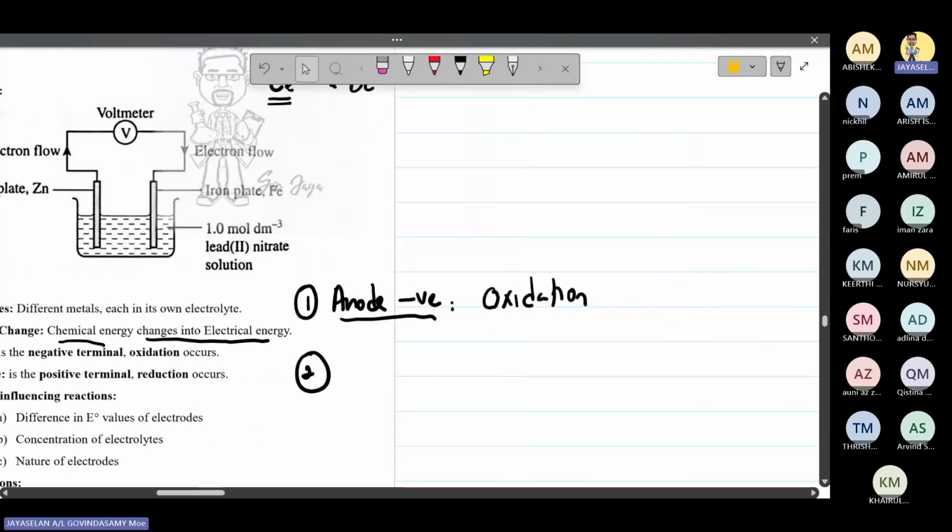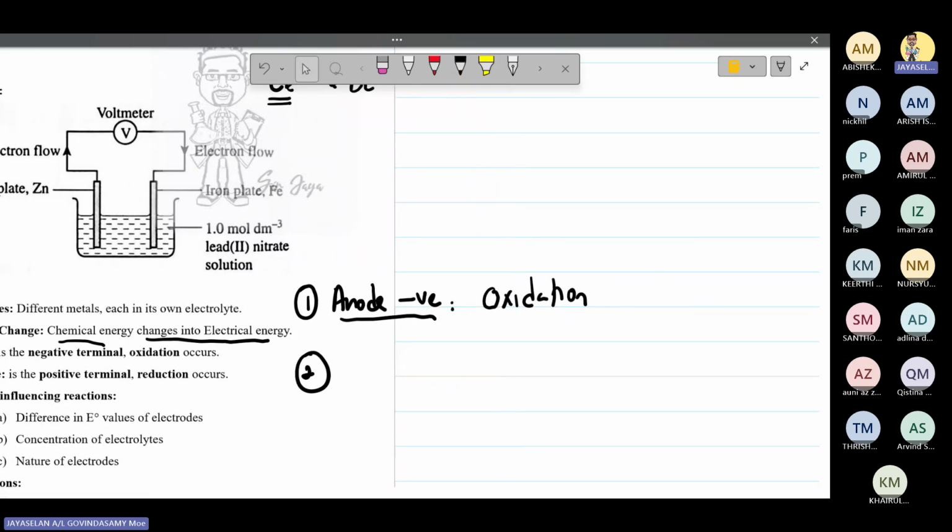Anode negative terminal. The name of the process, oxidation. Anode, you choose the E naught value of the electrode. Mana satu anode, mana satu cathode? Macam mana you kena tulis? You must find the E naught value more negative or less positive.